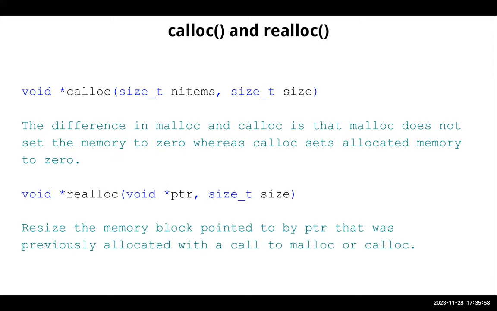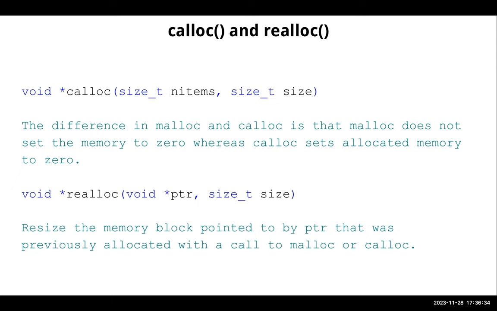Besides malloc and free, there are other helper functions like the calloc function. The difference between malloc and calloc is that malloc doesn't initialize the memory, however, calloc will initialize the allocated memory to zero. The interface also looks a little bit different, but it is basically the same thing. It takes a number of items and each item size, whereas for malloc, it's just the size.